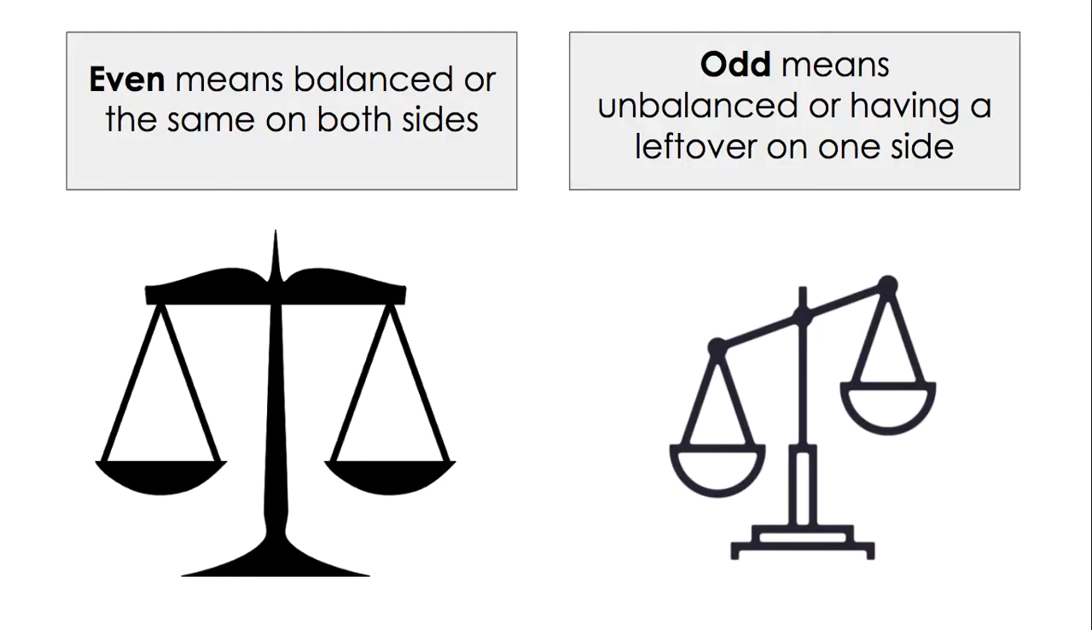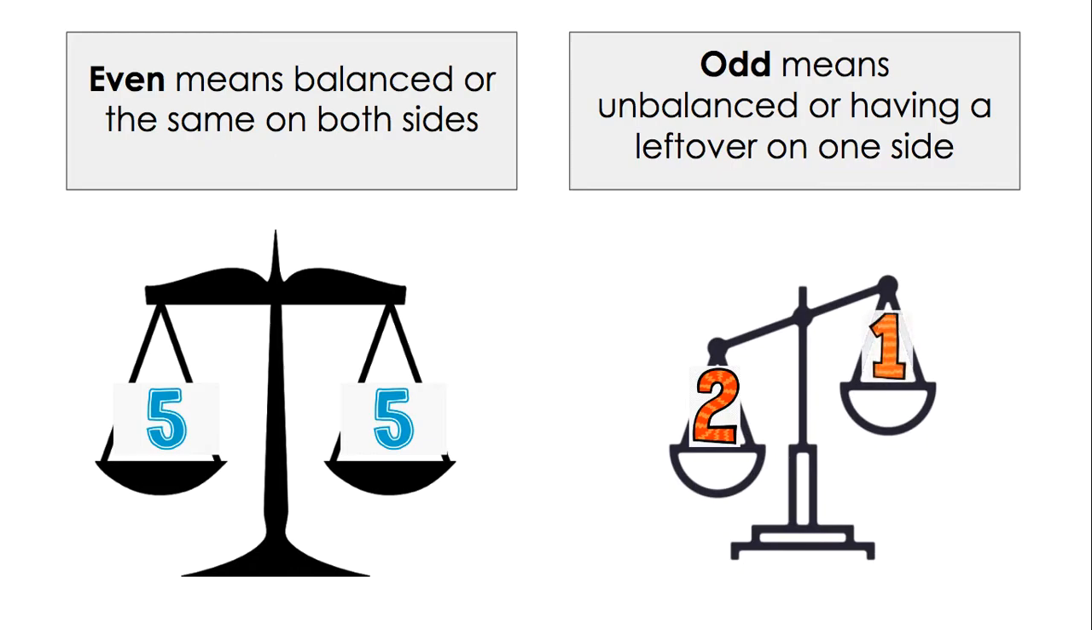Even means balanced or the same on both sides. Odd means unbalanced or having a leftover on one side. We talked about how 5 and 5 would be the same number on both sides, giving you that even total. The weights are the same, versus 2 and 1 being different numbers, unbalanced, and having differences on both sides, therefore a leftover.